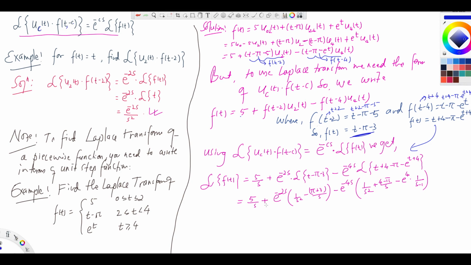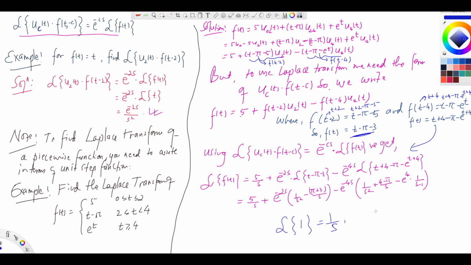Okay, now you use the Laplace transform. So 5 over s plus e to the negative 2s is already there. Laplace transform of t is 1 over s square minus the Laplace transform of negative pi plus 3, because if you take negative out, that will be pi plus 3. And then that has the Laplace transform. It is just a constant, right? So constant will be constant over s, because the Laplace transform of 1 is 1 over s. So if there is Laplace transform of 5, you will write 5 over s. Okay. All right. So similarly, e to the negative 4s. Laplace transform of t is 1 over s square. Laplace transform of 4 minus pi is 4 minus pi over s.